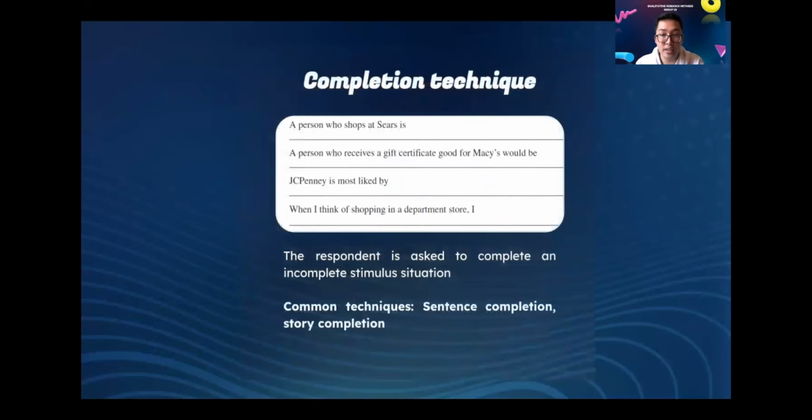The second technique is the completion technique. The respondent is asked to complete an incomplete stimulus situation, and the common techniques include sentence completion and story completion. So for example, in sentence completion, they are presented with an open-ended sentence, and then the respondents need to fill in the missing information. For example, a person who shops at Sears is, and the respondents need to fill in who they think will typically shop at Sears.